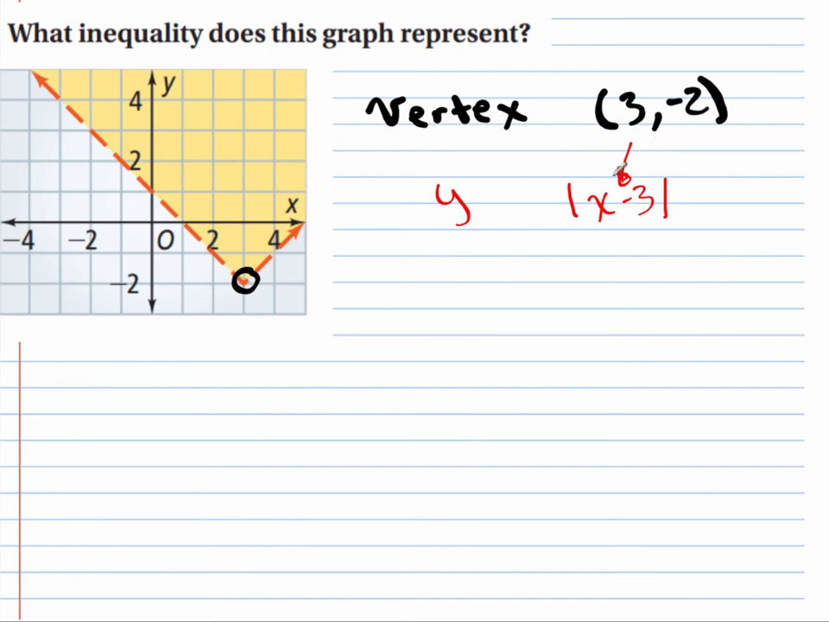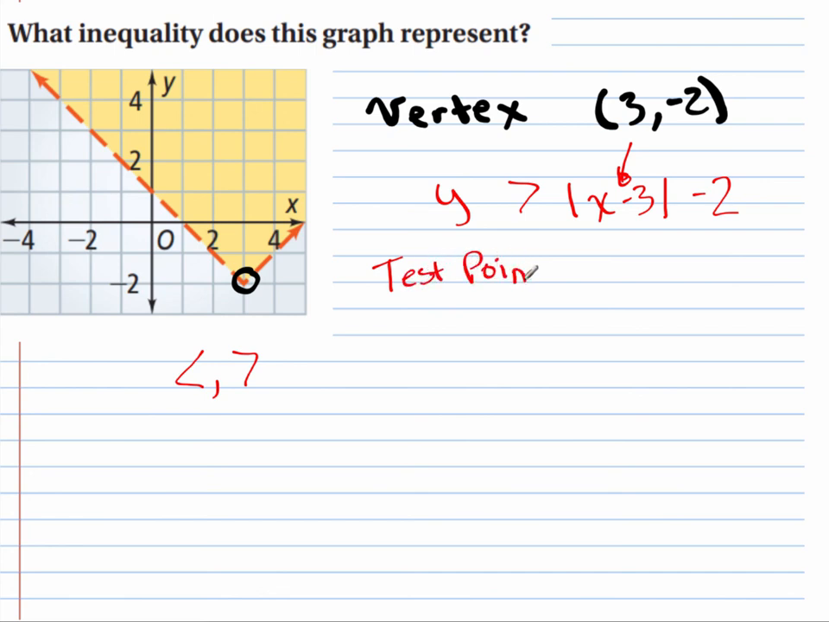Now, when x is equal to 3, I want the y to be equal to negative 2. So I'll have the negative 2 out there. And now it's just a matter of, do I want greater than or less than? Obviously it's dotted, so it's got to be greater than or less than, not equal to. And let me look at this. I want the y values that are above this line. Now let me check this. Let me check my test point.